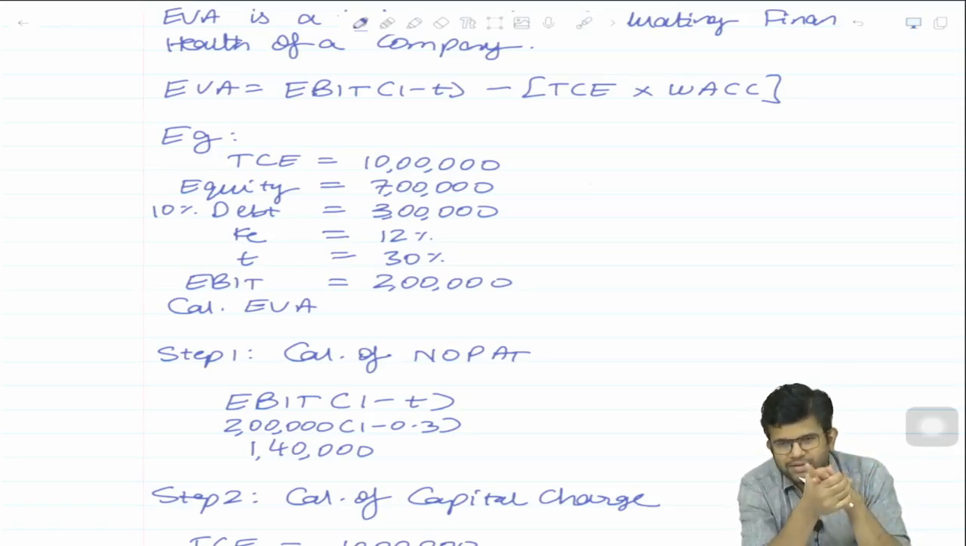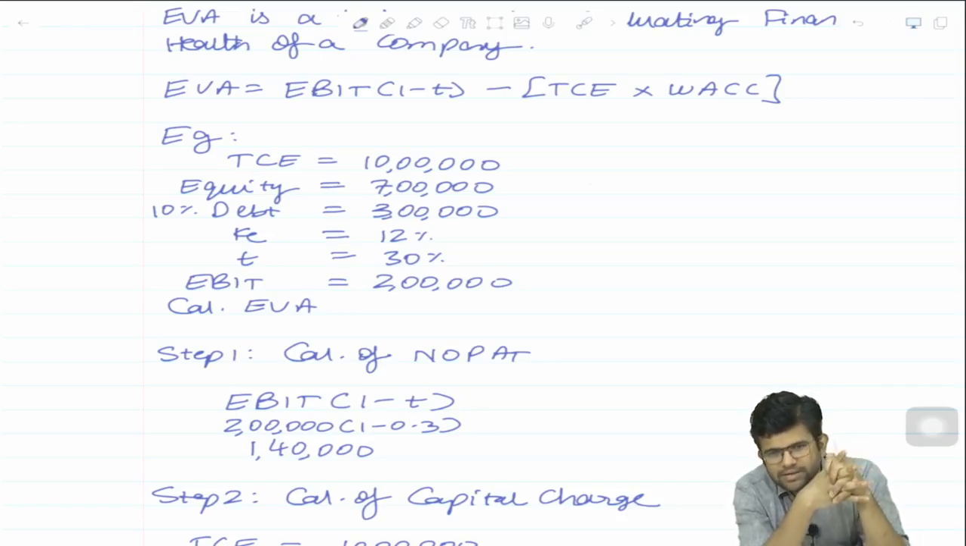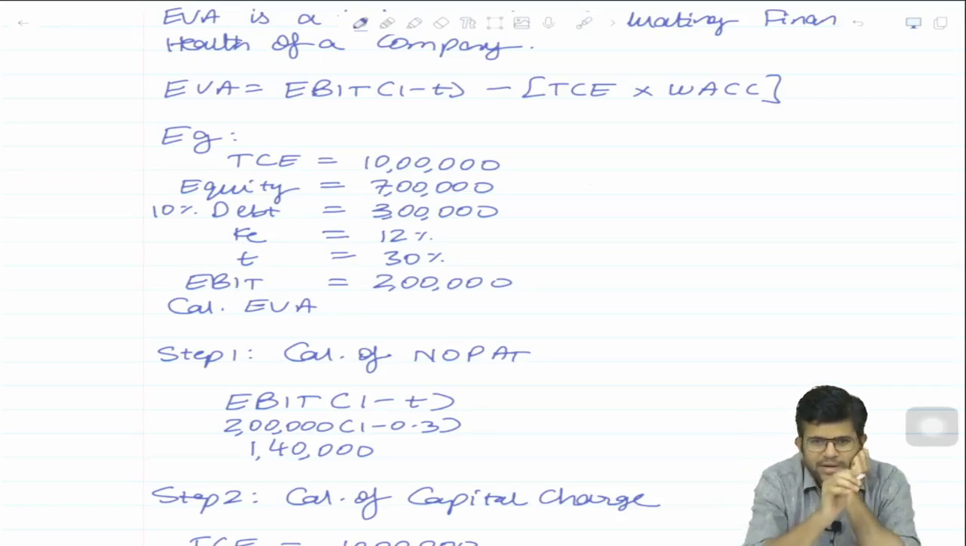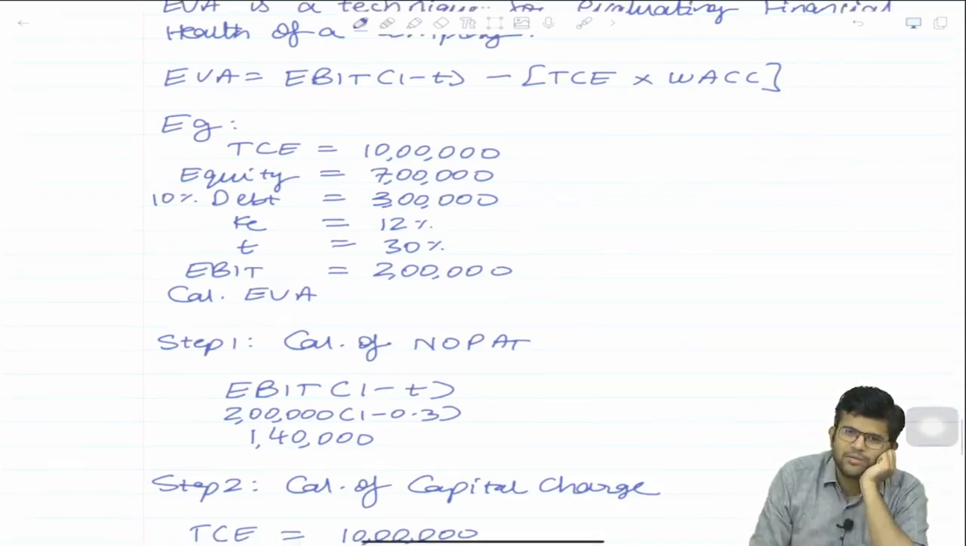The answer is 7%. Everybody clear? The answer is 7%. Interest rate into 1 minus t. So 10% into 1 minus 0.3. You are understanding?